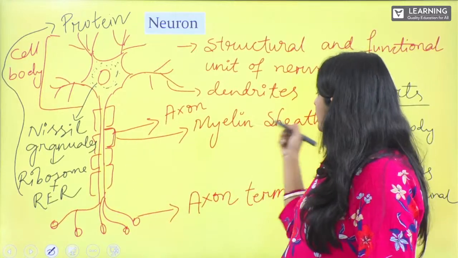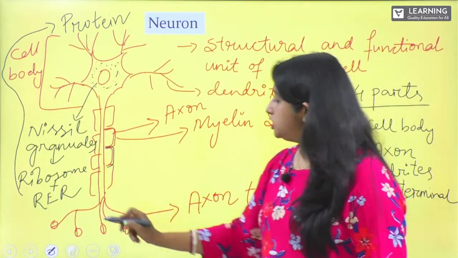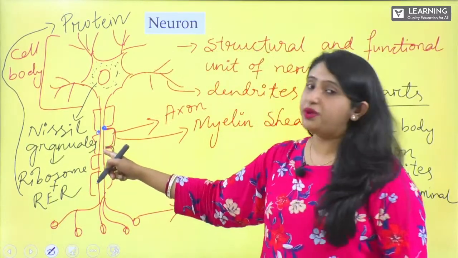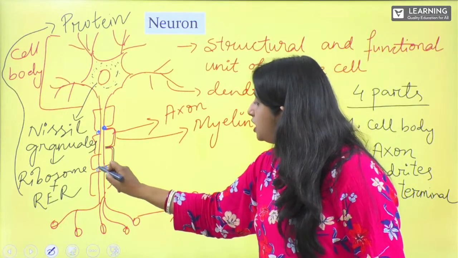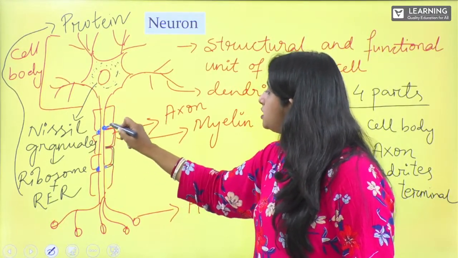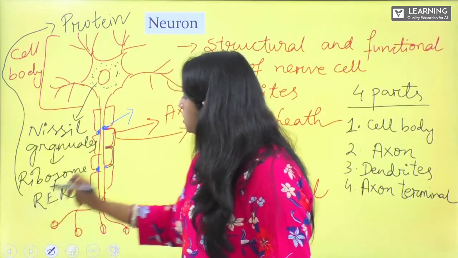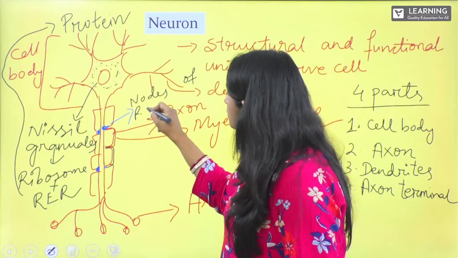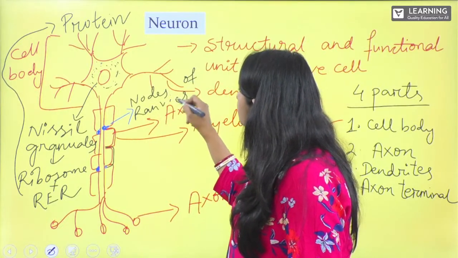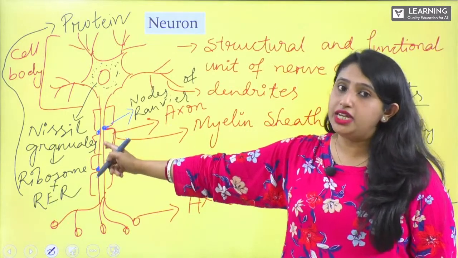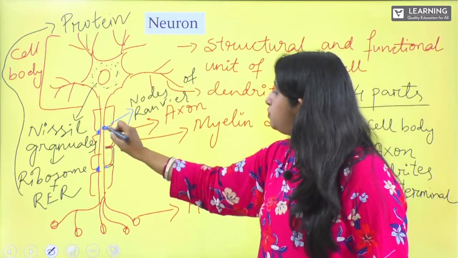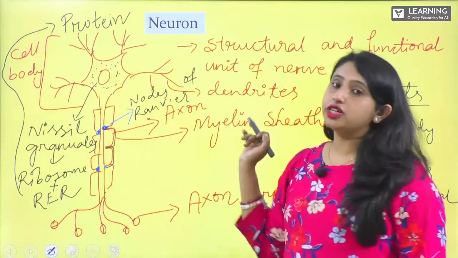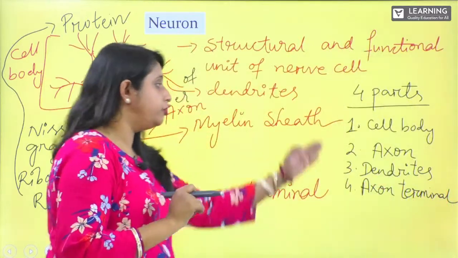So this is the myelin sheath. This covering is the myelin sheath, and here you will find some nodes. You can see some gaps, right? These gaps are known as nodes of Ranvier. The gaps which are present in between the myelin sheath are known as nodes of Ranvier. So this is all about the structure of the neuron. Here you will find the 4 parts.